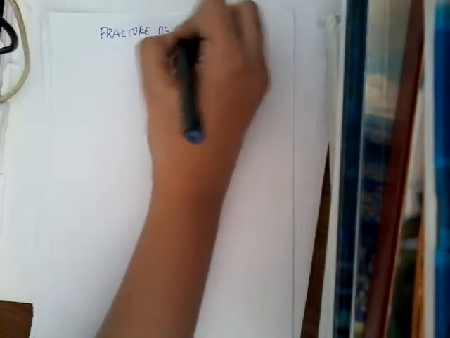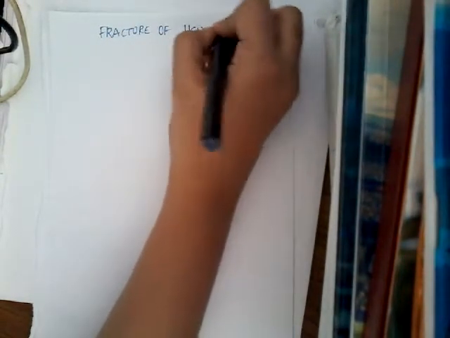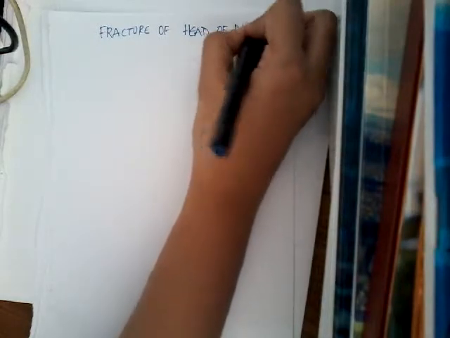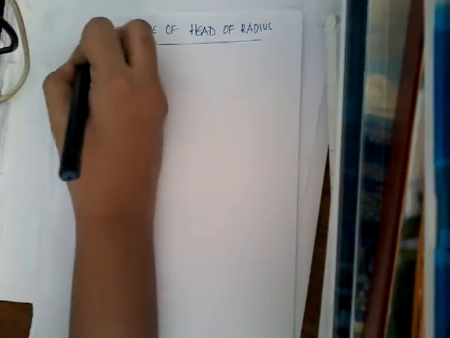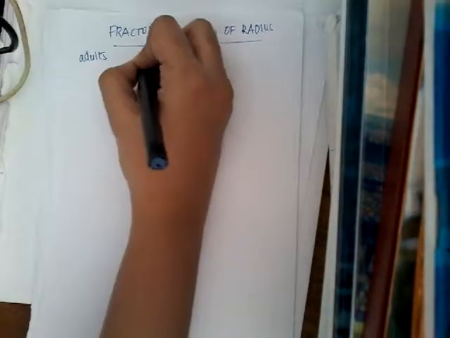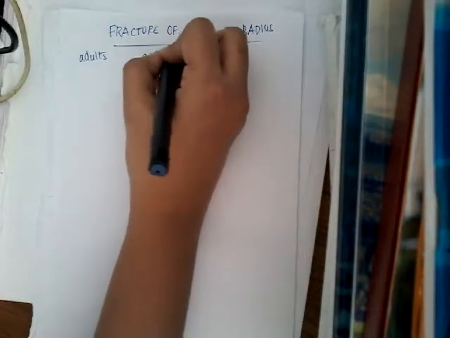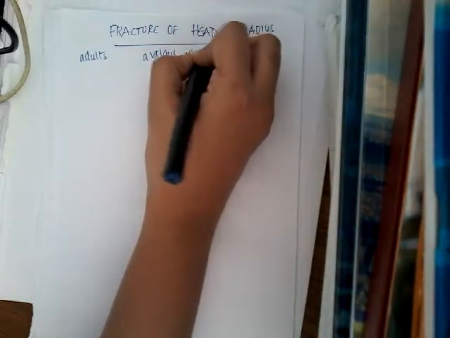Now I would like to discuss the fracture of head of radius. This fracture of head of radius occurs in adults and it is a valgus injury.